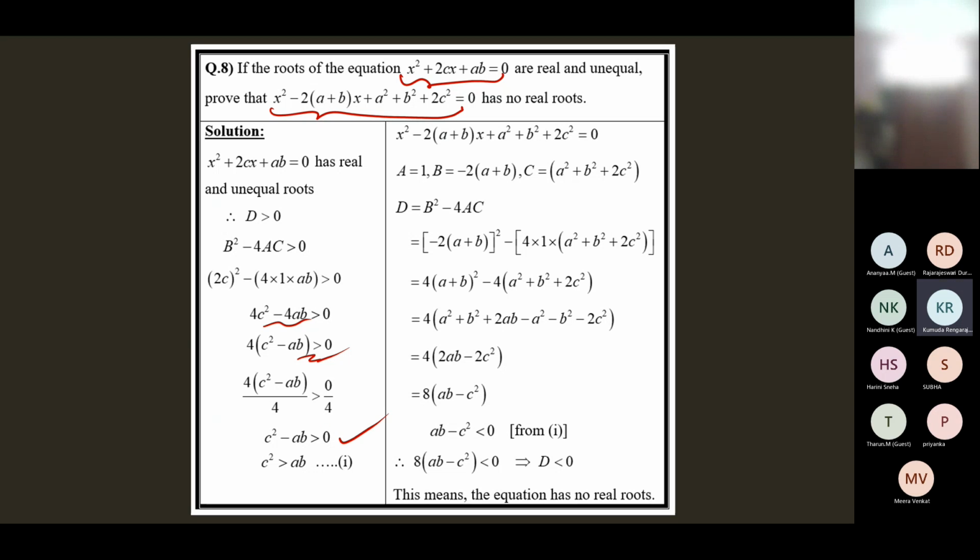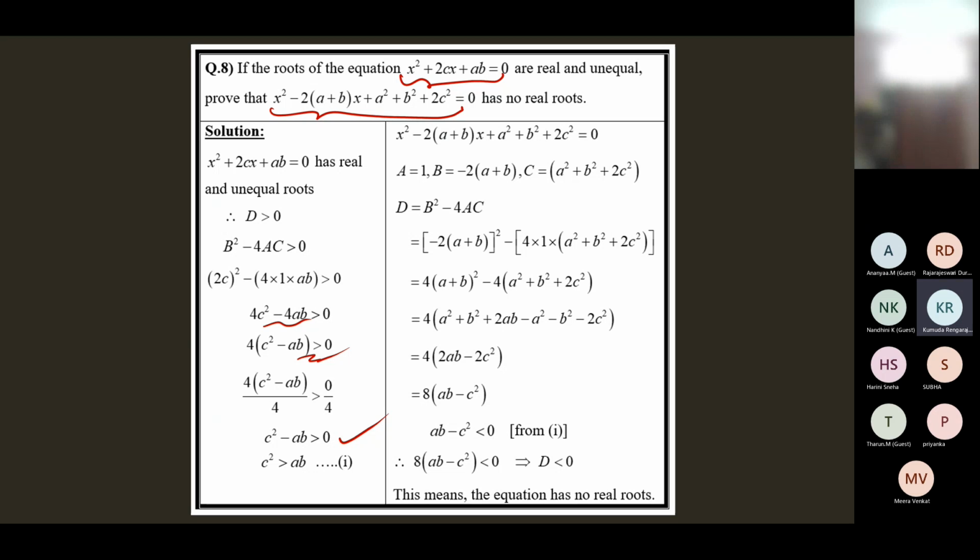Now, C square minus AB is greater than 0. On transposing, you get C square is greater than AB. So now you know something: when you square the value of C, that will be greater than AB. C square is greater than AB is the inequality you're getting.